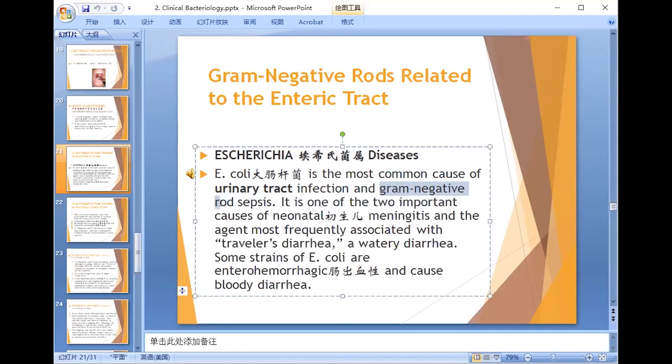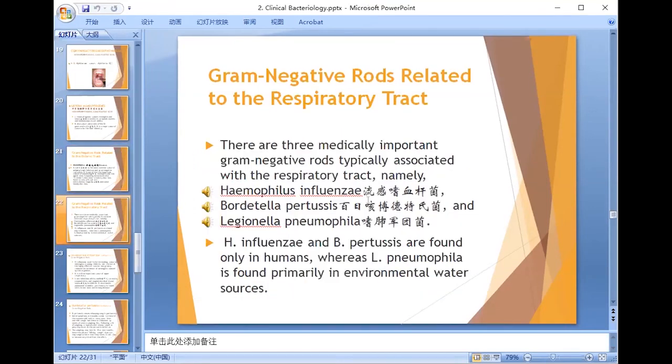It belongs to gram-negative rods. Certainly they also cause other illnesses. In newborn babies, it can still cause meningitis, and sometimes they even cause diarrhea.